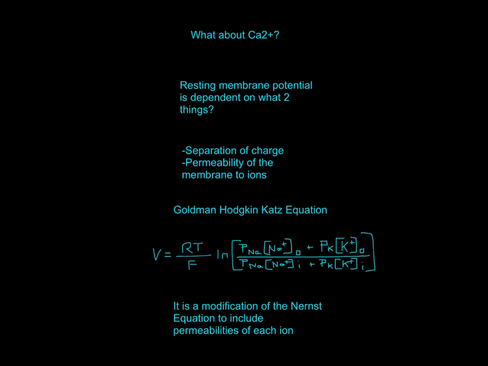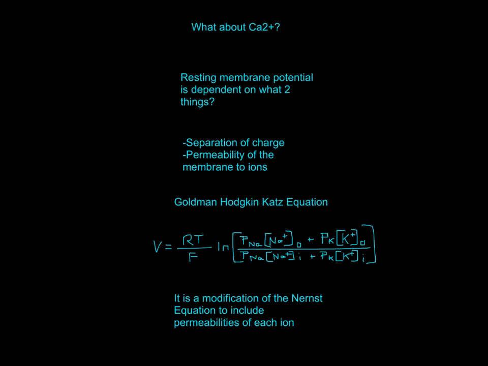So moving on, we have the resting membrane potential. It's dependent on 2 things. It's dependent on the separation of charge and the permeability of the membrane to the ions. So what does that mean? Well, for example, the sodium-potassium pump creates a separation of charge, right? It creates this imbalance to help when you have an action potential.